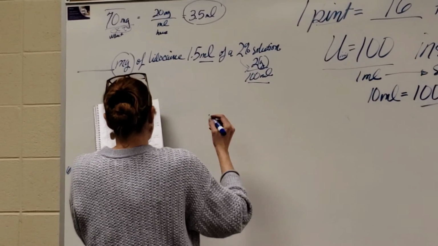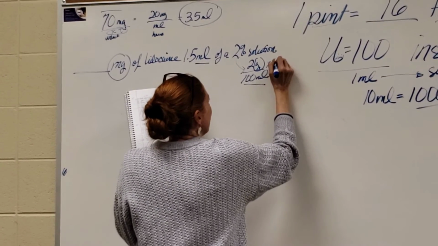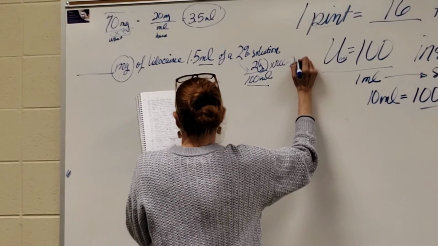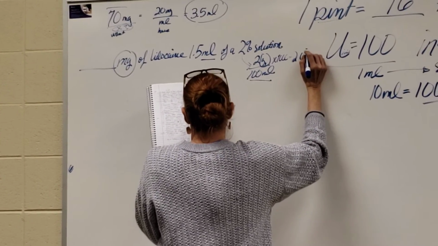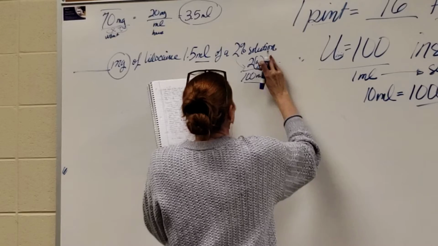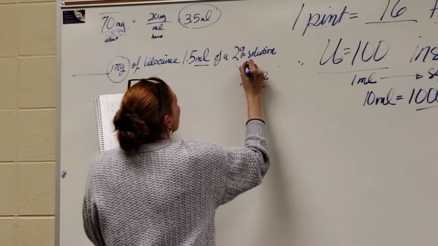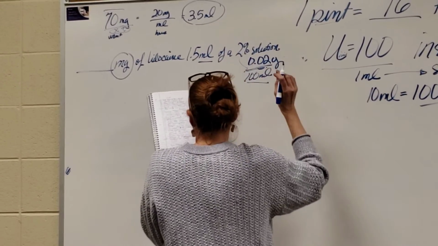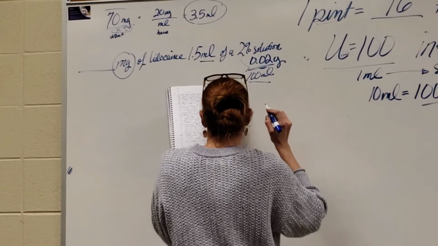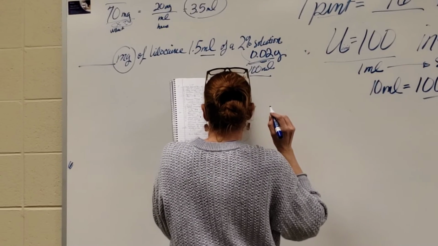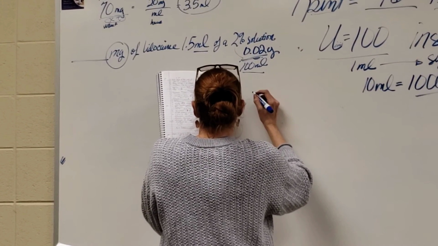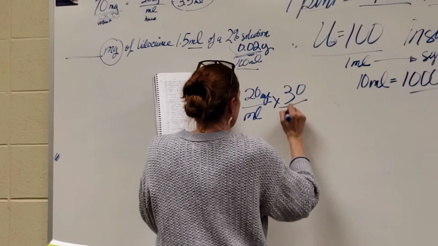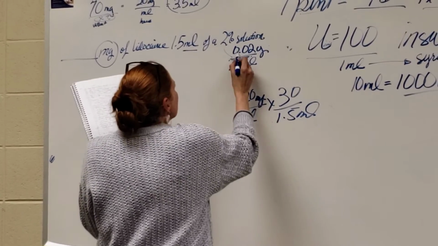So to get it in your conversion, you're basically going to go times 1,000. So it's going to move to 2, 1, 2. Nope, sorry, I can't read my own writing. It's 2%. So it's a 0.02 percent to gram. Right. 1, 2, 3. 2 grams is 20 milligrams per mL times 30 over 1.5 mL. 1, 2, 3.